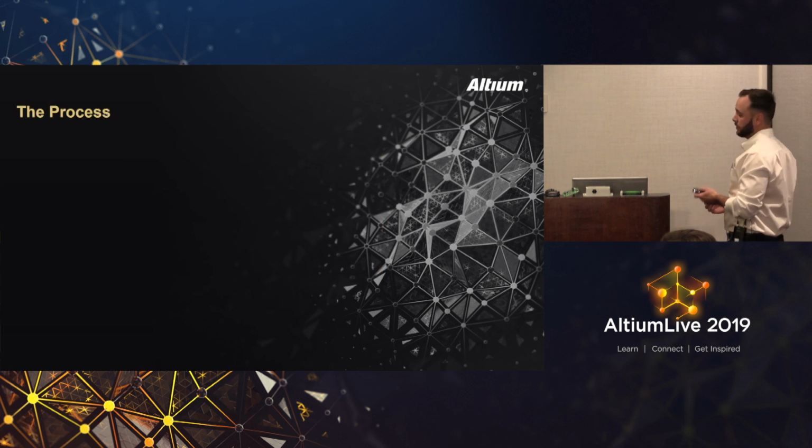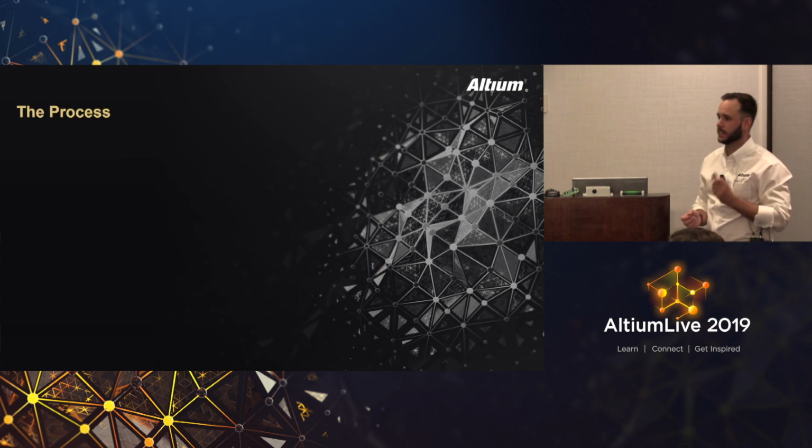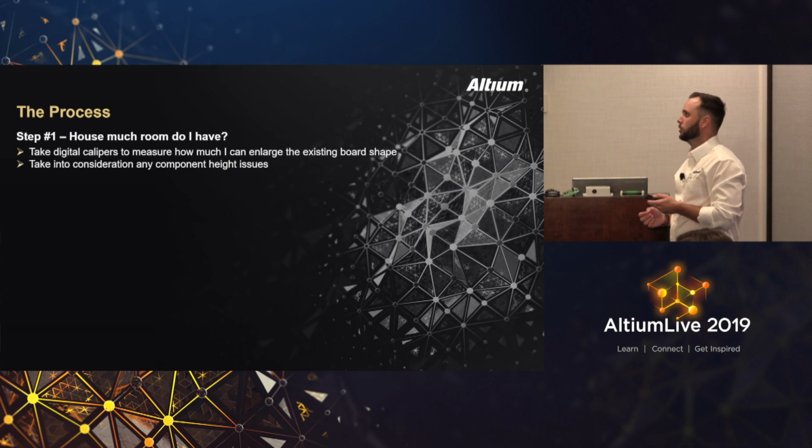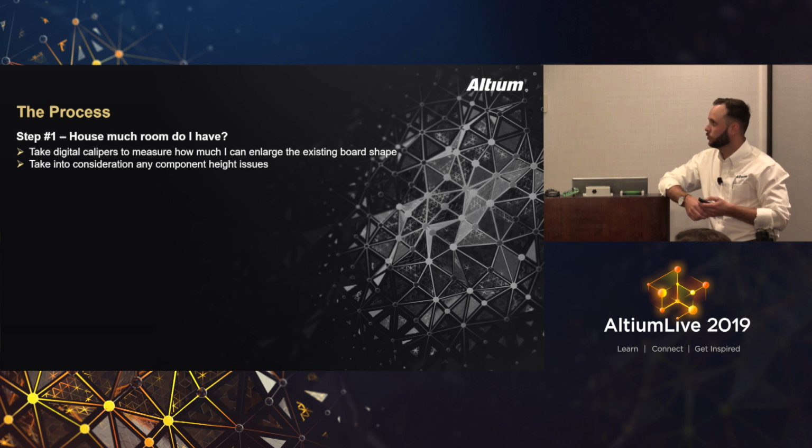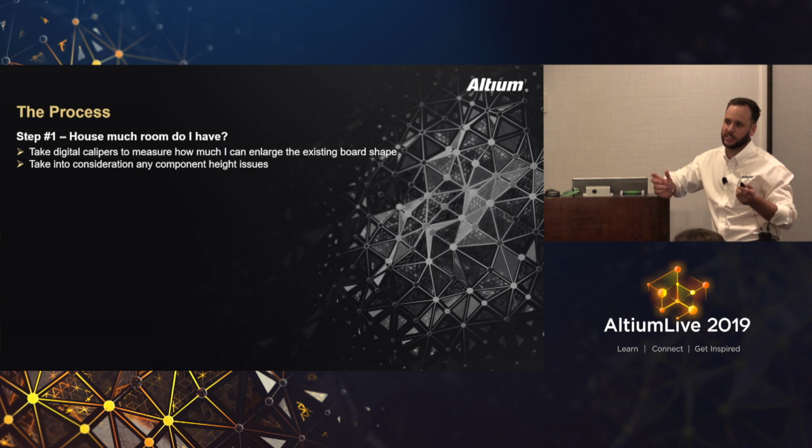Now, it was definitely a process, we'll put it that way, and not necessarily a great one. Step one, I had to figure out how much room I had. I took those calipers, I made my dimensions, and then I went into Altium Designer and I manually changed the board shape based on the measurements that I took.